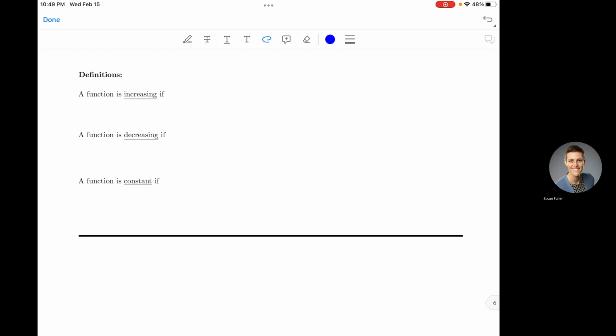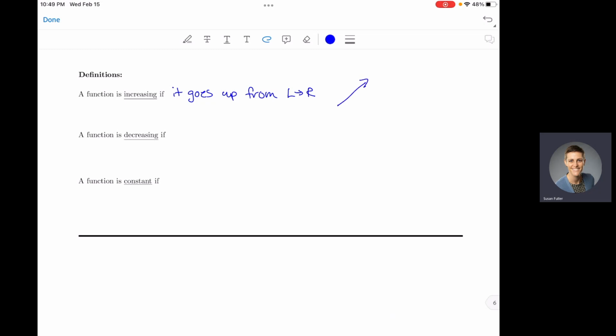A function is increasing if it goes up from left to right. So that means from left to right, we are going up. That is an increasing function. And we always trace our functions from left to right. This is an important part of this definition. When you're identifying increasing and decreasing, you must be tracing your function from left to right. I'll talk about that a little bit more in a second. But we're increasing if we go up from left to right.